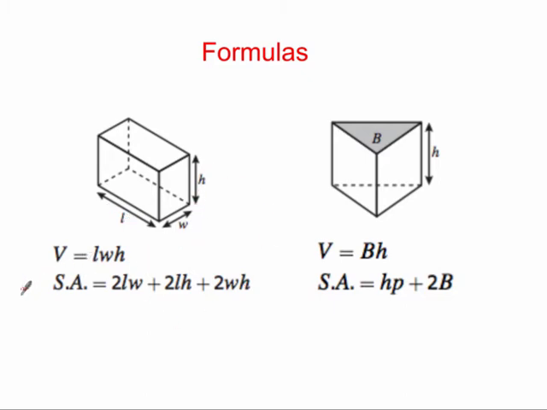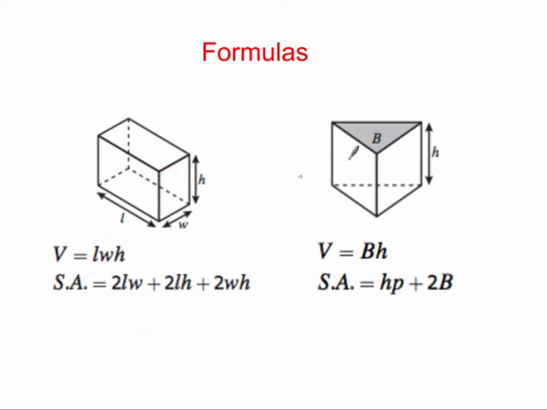No big deal. Surface area is 2 times length times width, because I have two sides, the bottom and the top, that have dimensions of L and W. Plus 2 times length times height, because I have two sides, left and right, that have dimensions of L and H. And 2 times width times height, because I have the front and back, which have dimensions of W and H. So I'm just finding the area of each one of these sides and adding them all up.